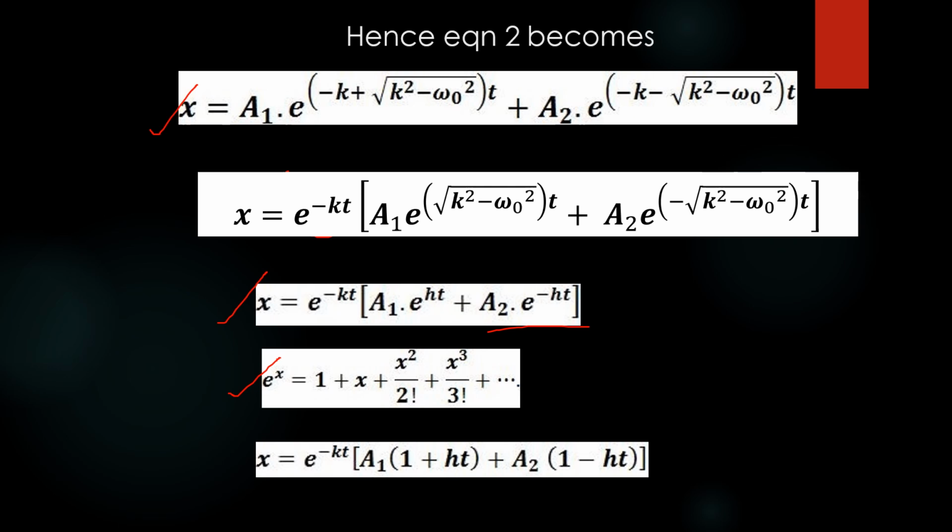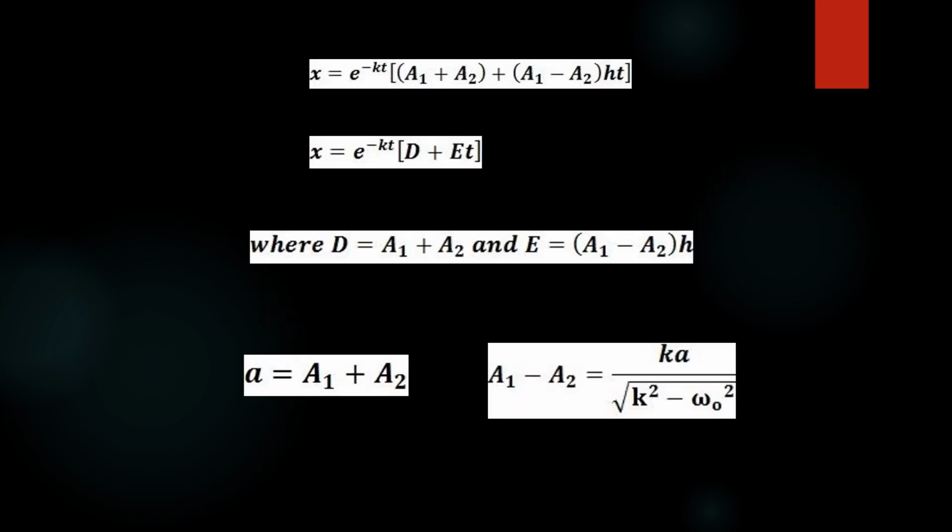So using this expansion, you can write e raised to ht as 1 plus ht plus ht the whole square by 2 factorial. We are not writing that here, since h is very small, ht the whole square will be even smaller, so we are neglecting the third term. Here also instead of e raised to minus ht, you put 1 minus ht. Now, on rearranging the terms and taking ht as common factor, you will get x is equal to e raised to minus kt into a1 plus a2 plus a1 minus a2 into ht.